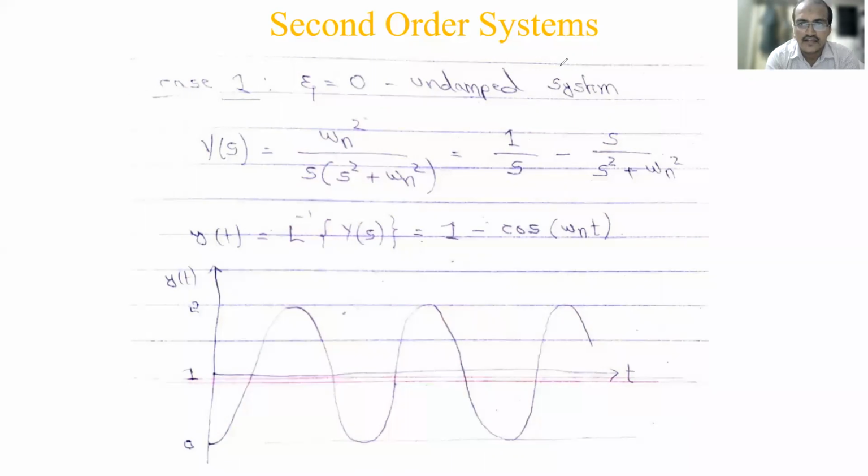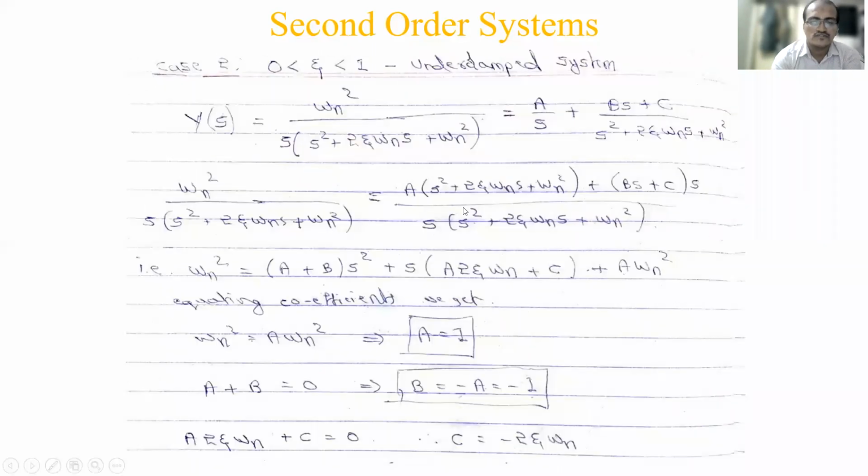So now we'll go to the second case, which is the important one: zeta value greater than 0 and less than 1. So you should look cautiously at these steps. So omega n square is again substituted here. So this is the equation now.